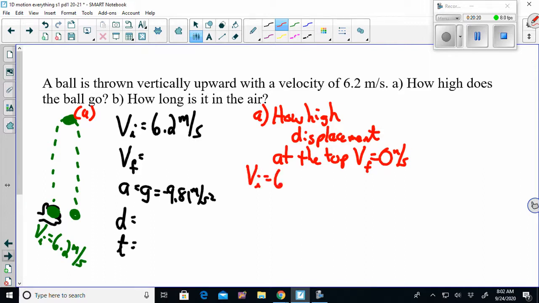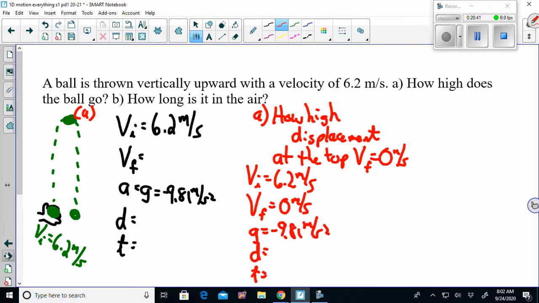And we're just still going to have Vi is 6.2 meters per second. We're now going to put in a final velocity of 0 meters per second, an acceleration of negative, we'll make it g, 9.81 meters per second squared, a displacement, and a time. We're looking for how high, the displacement, so I need the equation without time again. And if I think about that, that is back to equation number 4. Vf squared equals Vi squared plus 2gd.